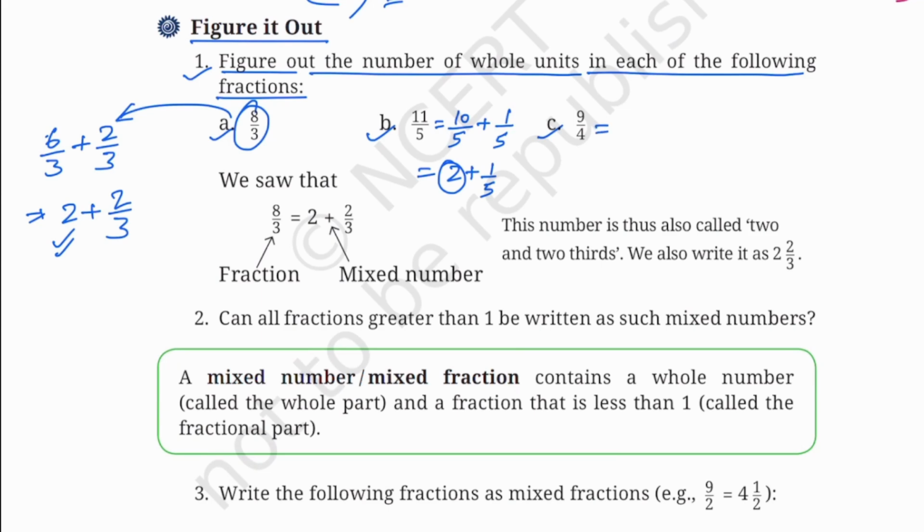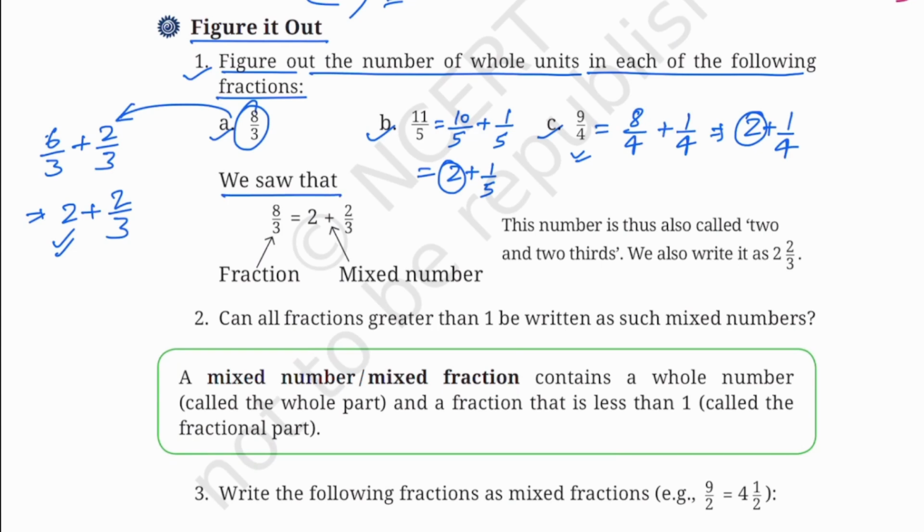C. 9 upon 4. It can be split in 8 upon 4 plus 1 upon 4, such that it is equal to 2 plus 1 upon 4. So 9 upon 4 has 2 whole units.